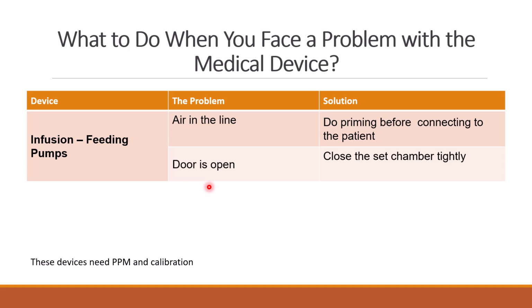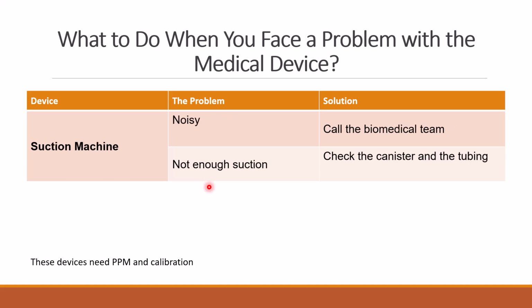If the door is open, you have to close the set chamber tightly. You have to be sure that the door is not open. In the majority of devices, when the door of the set chamber is open, the device will not work. Maybe you are going to face some different problems regarding the infusion pump, maybe there is occlusion in the set, so you have to release the line. We will make in the future some more videos regarding those errors, especially for biomedical engineers.